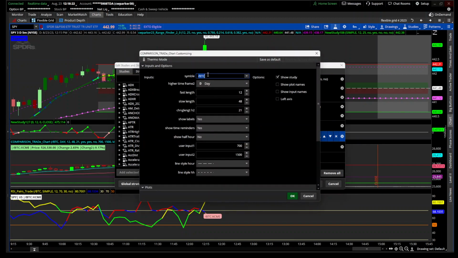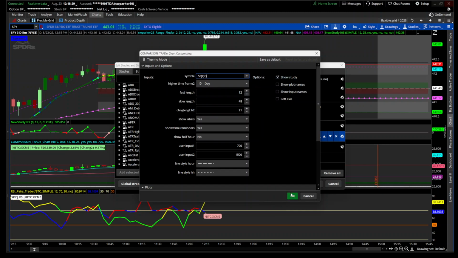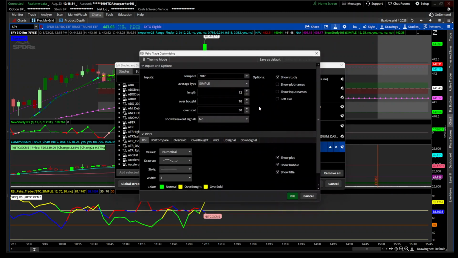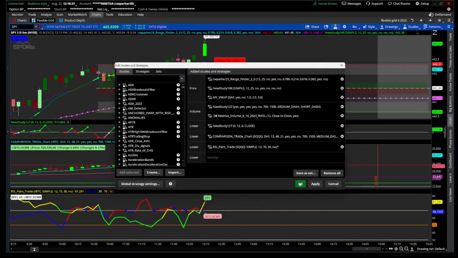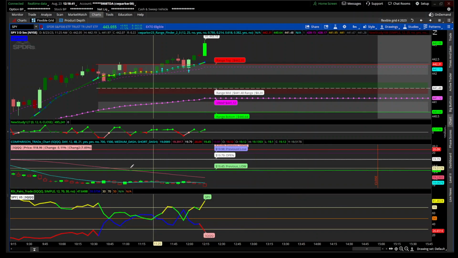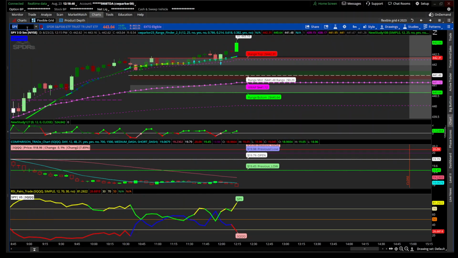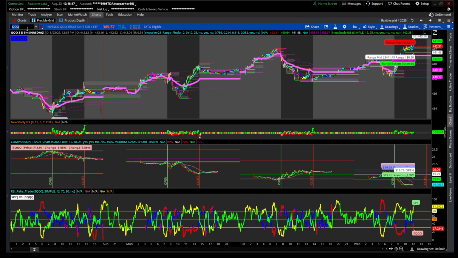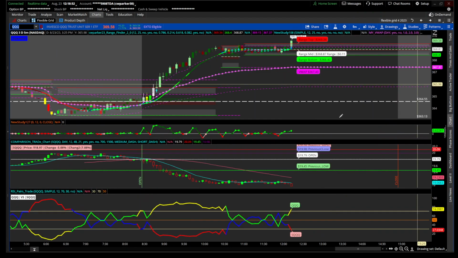So we'll do SQQQ. This is the Q short. And let me change here, SQQQ. And you can see how everything changed. Everything switched, and you see we're tracking QQQ's price. And we can go to the QQQ and look at this comparison one more time.